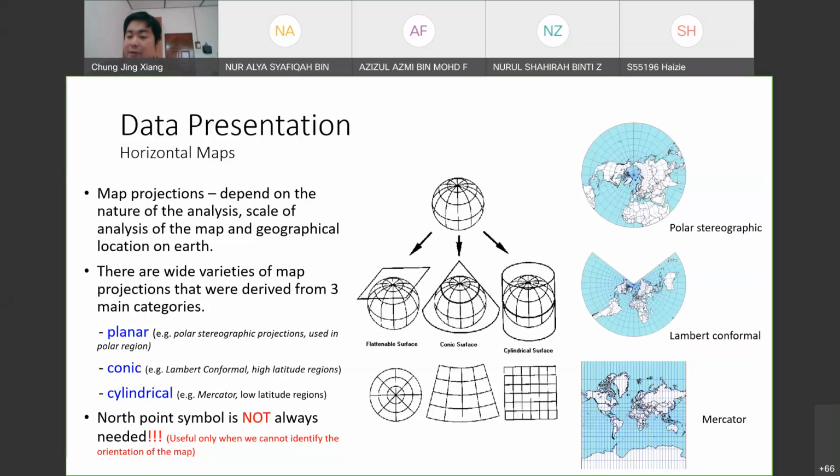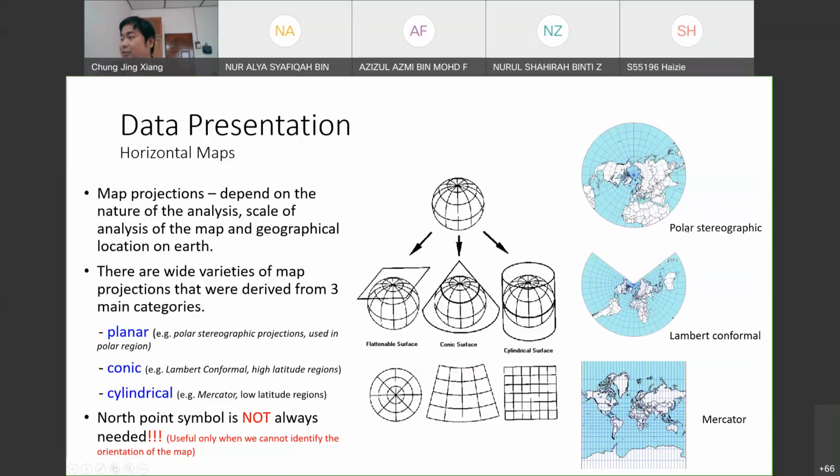Why is this important? You can look at the figure here. Let's look at the easiest one. Everyone is familiar with Mercator. This is a cylindrical projection. We can see at the equator, everything looks nice, squarely, not distorted. But over the higher latitudes, you can see these land masses somehow become larger. It's even larger than Southeast Asia itself. But when you look at the polar stereographic, it's actually just a very small piece of land.